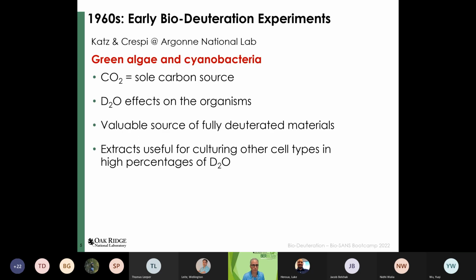And early experiments in this involved folks at Argonne National Lab, Katz and Crespi, where they grew green algae and cyanobacteria in D2O using CO2 as their carbon source to study the effects of D2O on organisms. And that has turned into a valuable source for fully deuterated materials. Those extracts have been used and actually are sold to culture other cell types, or even some cell types that do grow in D2O, as a supplement for producing biomolecules that are deuterated.